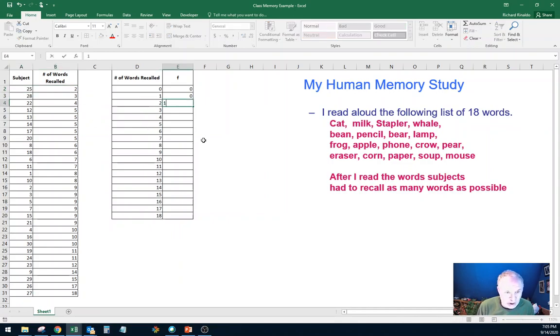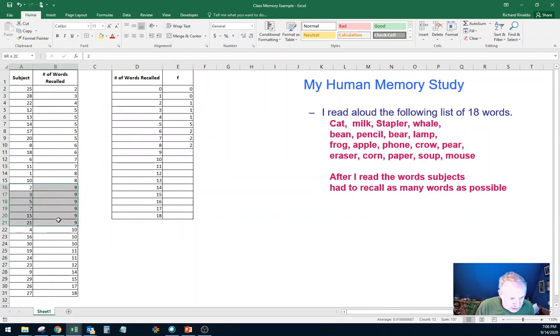So that will give me a 1. 1 person recalled 3 words. So 1. 1 person recalled 4 words. Now 5: 1, 2, 3, 4, 5 people recalled 5 words. 2 people recalled 6 words. 2 people recalled 7 words. 2 people recalled 8 words.